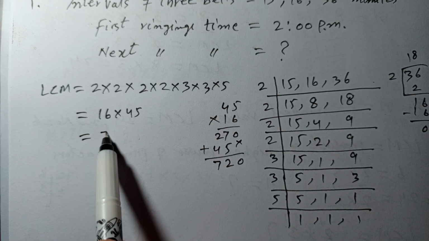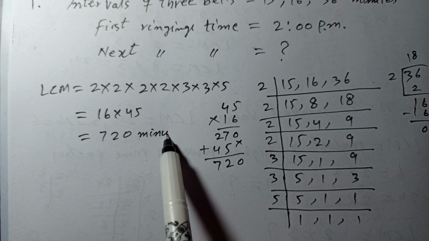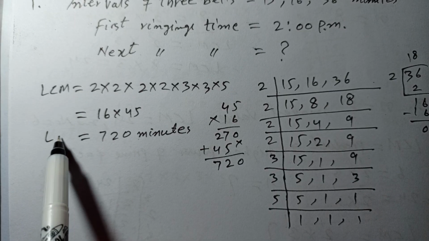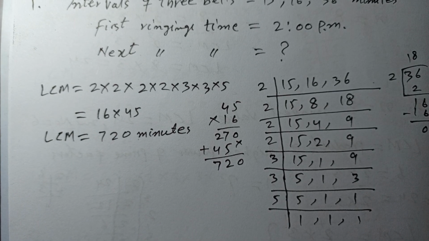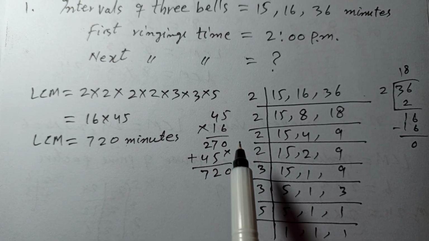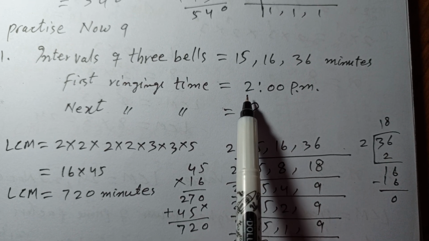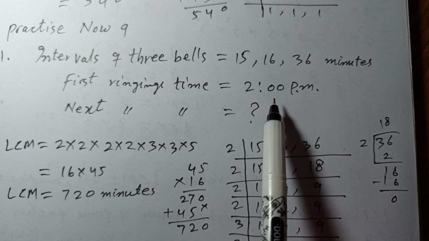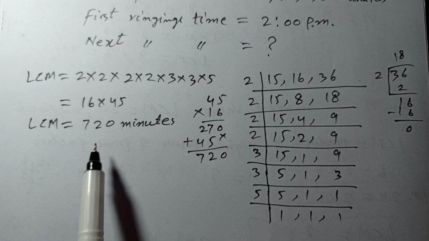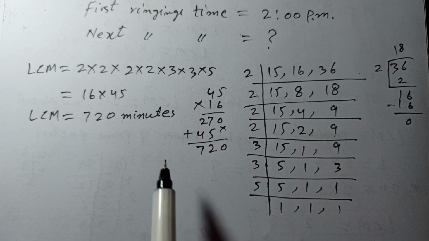Dear students, 720 is our LCM. These are minutes, because our data was in minutes. So this is the answer in minutes. Now dear student, you will see that our LCM is in minutes, but we have to find the calculation in hours, because here he has given us that at 2 p.m. first it was rung. Now we have to find the hours of 720 minutes.